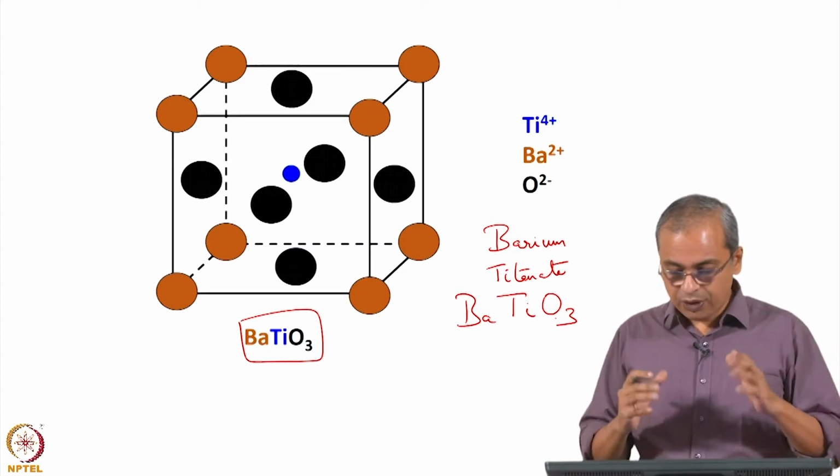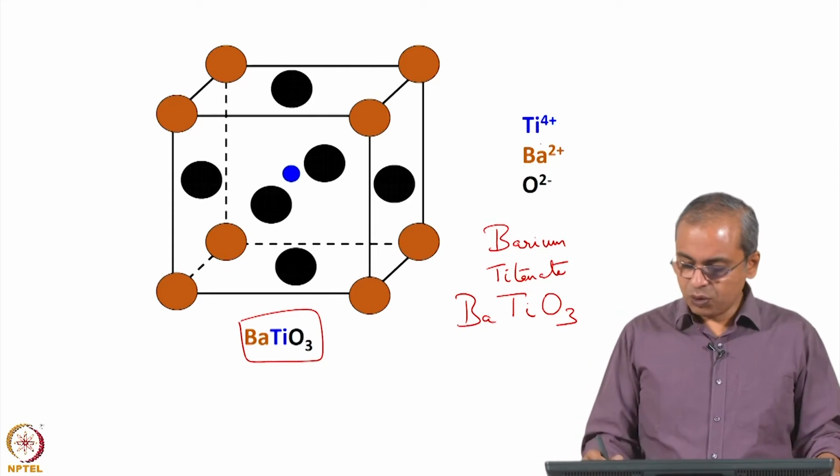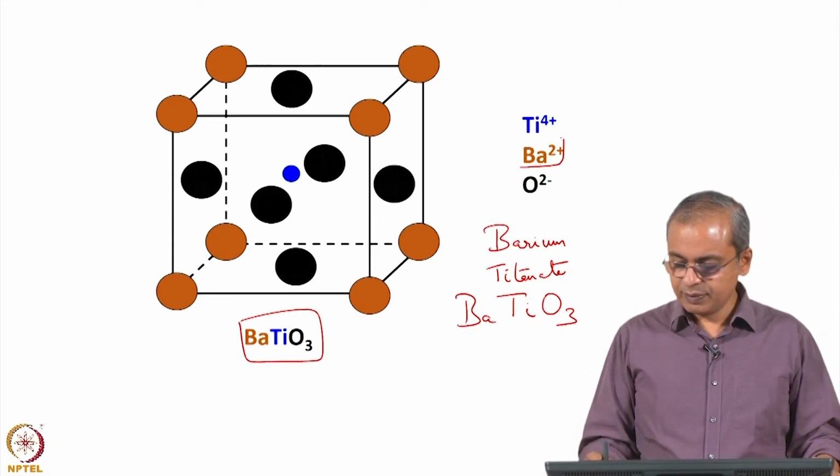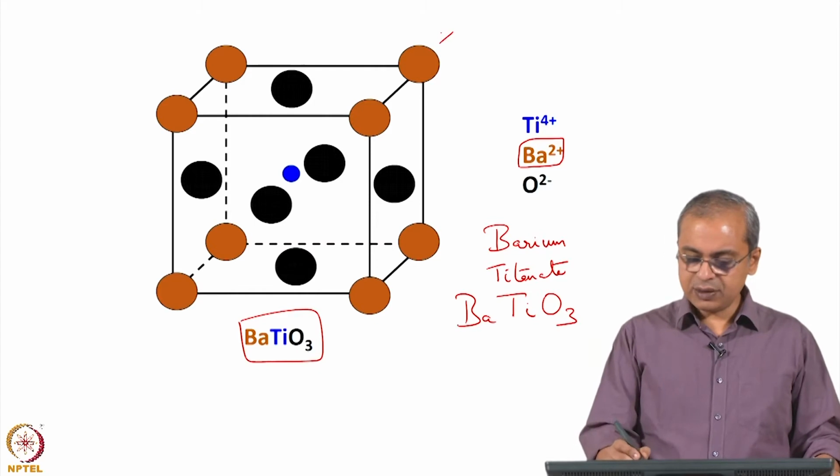happens to be. So, for example, if you take barium here, which is in a 2+ oxidation state, it sits at all the corners.